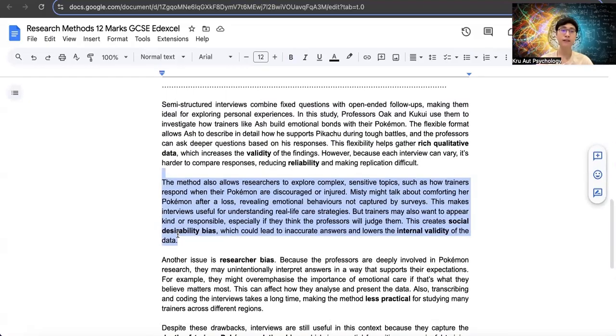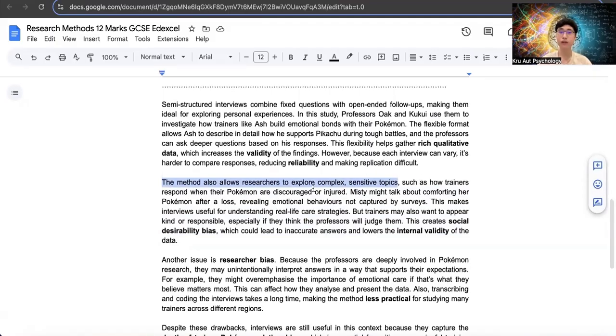Okay. And the second one, the method also allows researchers to explore complex, sensitive topics. So we're sticking with interview, such as how trainers respond. So that's just AO1. That's AO1. We had the mark for AO1. Then we link that to AO2.